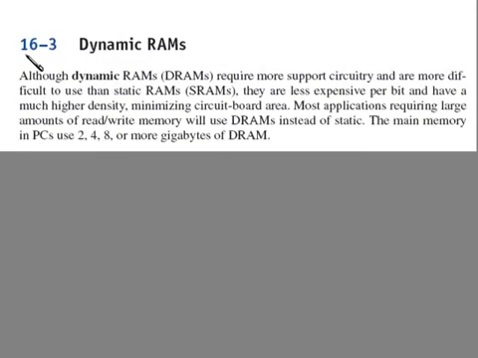In section 16-3, I want to talk about dynamic RAMs. Although dynamic RAMs, otherwise called DRAMs, require more support circuitry and are more difficult to use than static RAMs, they are way less expensive per bit and have a much higher density, minimizing circuit board area. Most applications requiring large amounts of read-write memory will use DRAMs instead of static RAMs. The main memory in PCs, in fact, will be using anywhere from 2, 4, 8, or even more gigabytes of DRAM.